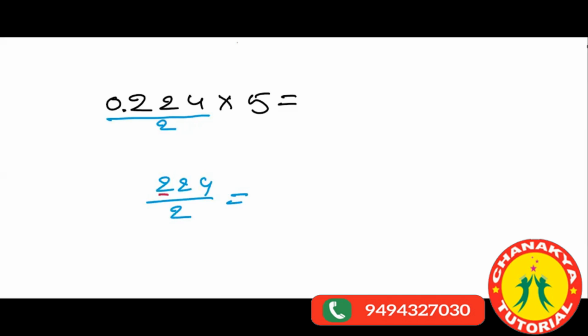2 by 2 is how much? 2 by 2, it will be 1. Again, 2 by 2, 1. Again, 4 by 2, 2. Done. So 1, 1, 2. What is the remainder here? After getting the last digit, what is the remainder? 2 only.